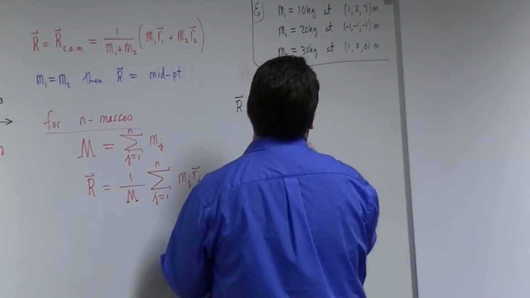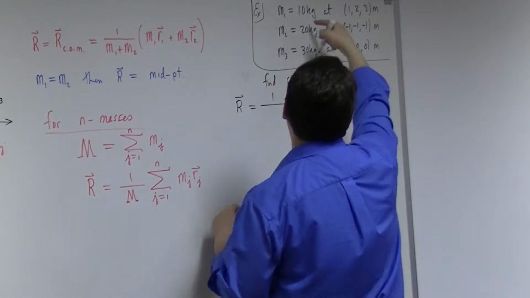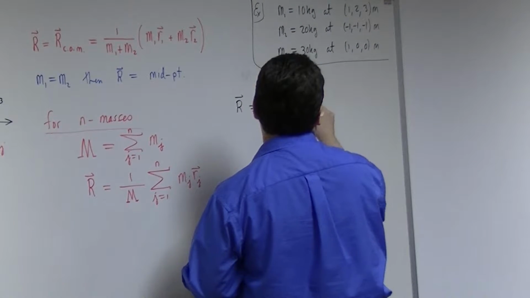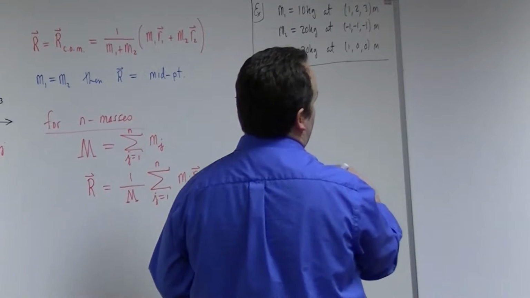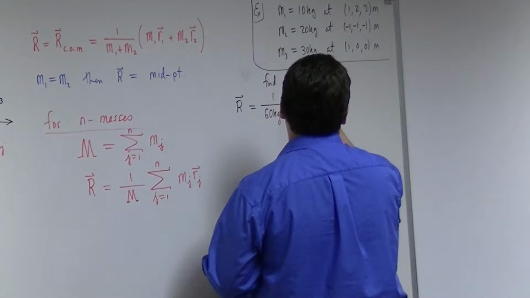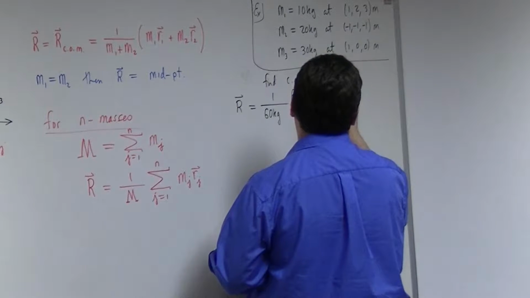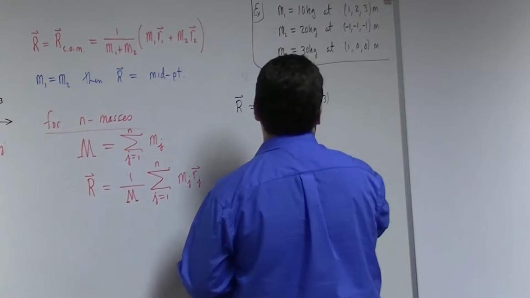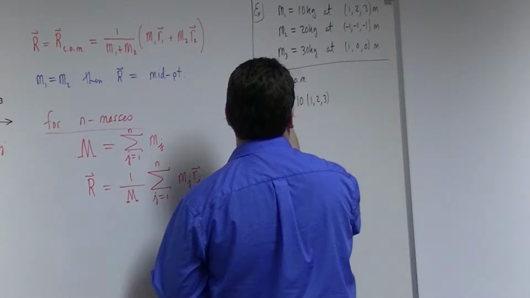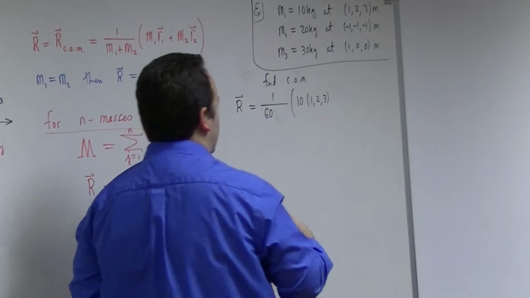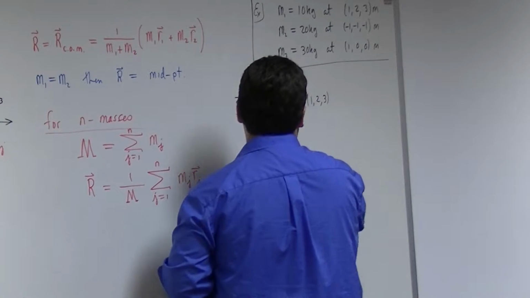All right, so what's the total mass? 60 kilograms, right? Total mass is 60 kilograms. Then I do 10 times (1, 2, 3). And let's just forget the units if you don't mind. I'm going to erase that kilograms, because kilograms over kilograms are going to cancel. Let me save myself some writing.